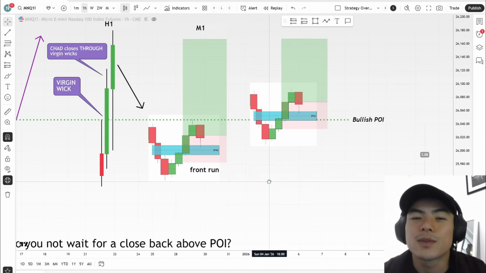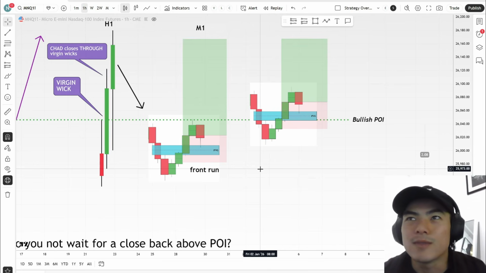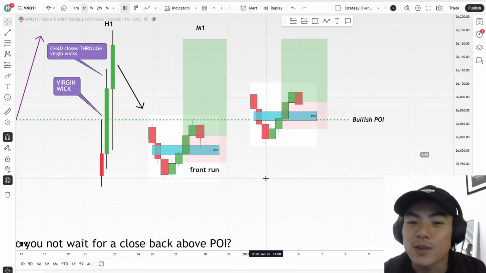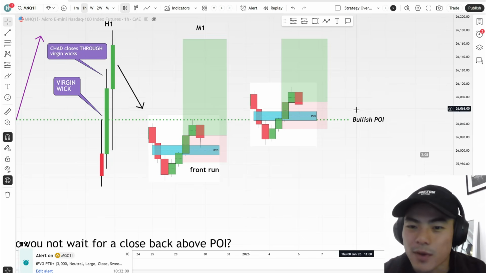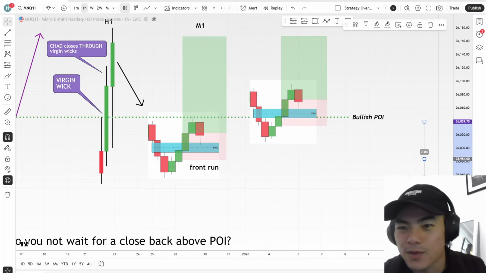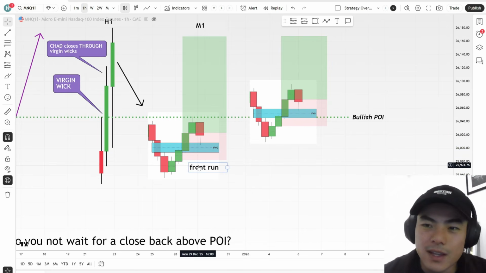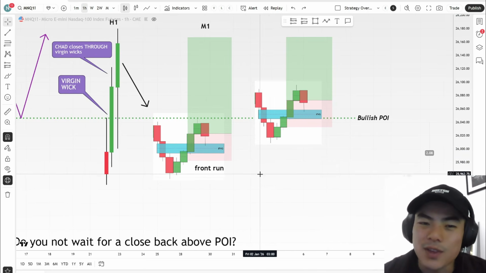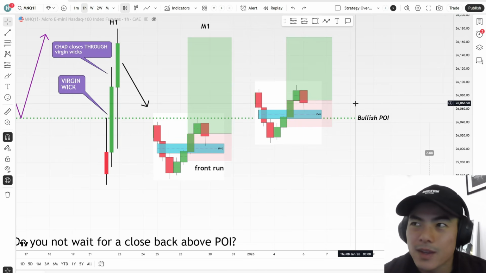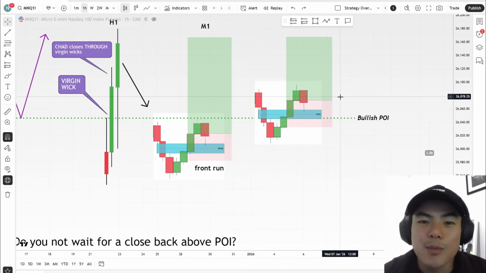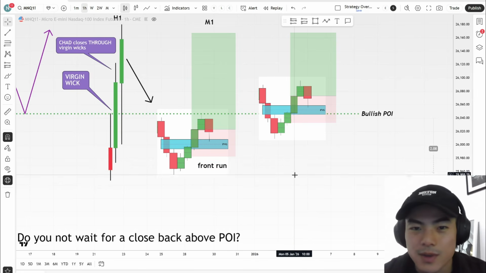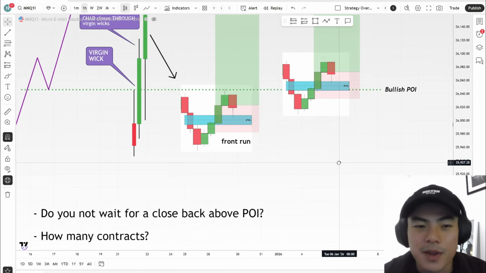This is because, I know in CCT, which is taught by Cramson, when I first learned this method, he said to wait for a close back above the POI. But I did a bunch of testing and I found you can actually front run the entry and it ends up working out. It was actually a higher win rate than waiting for a close back above the POI. So I still take both, but I feel more comfortable when I see a front run entry. So yeah, both are fine.